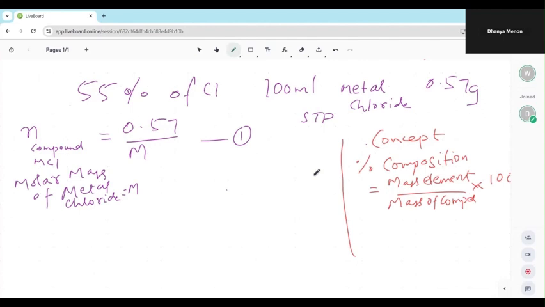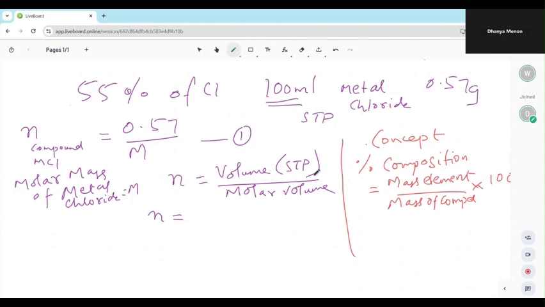And we will make one more equation. Number of moles is also equal to volume at STP by molar volume, which is 22.4, right? So number of moles equals volume given. They have given the volume in milliliters, so we have to make it into liters by multiplying by 10 raised to minus 3, divided by the molar volume, 22.4. We will make this equation 2. Now both equation 1 and 2 are number of moles, so we can equate 1 and 2, right?